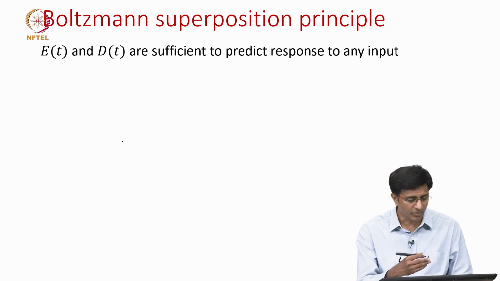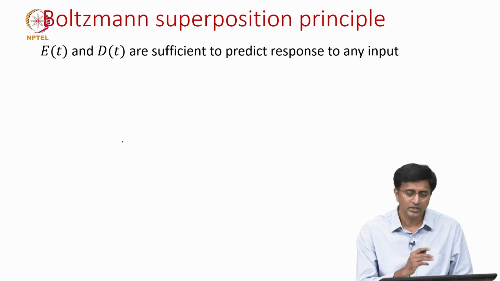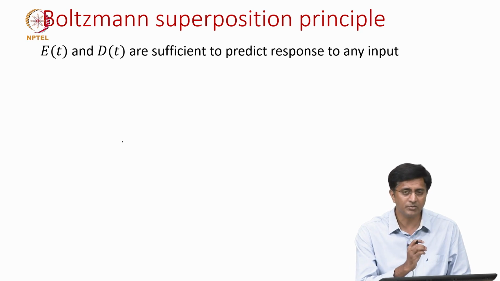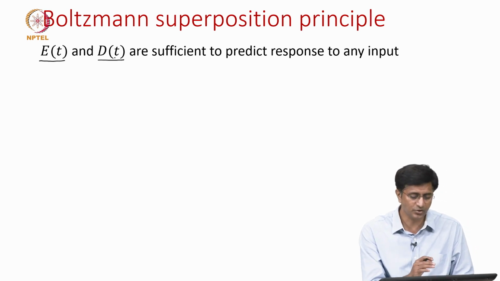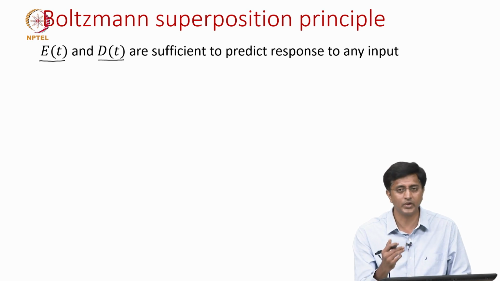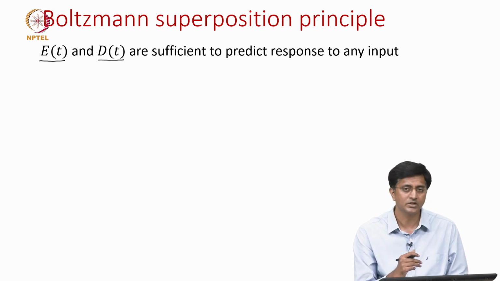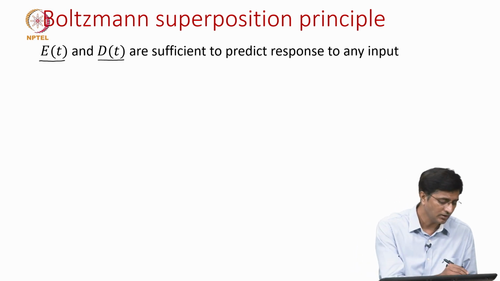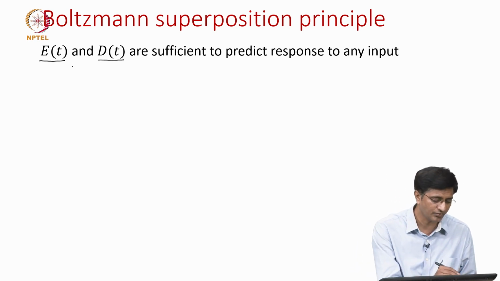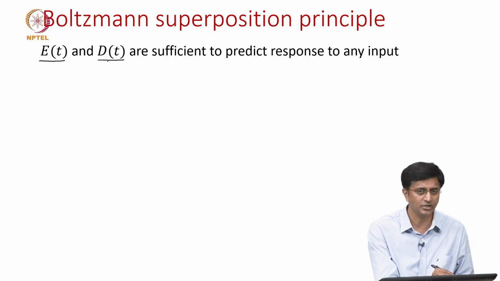Before we get into the details, a very big difference between this approach and the earlier approach, where we had these phenomenological models, is that here we say the relaxation modulus and the creep compliance are sufficient to predict response to any input. What it means is, for us the material behavior is captured through either the relaxation modulus E of t or the creep compliance D of t.